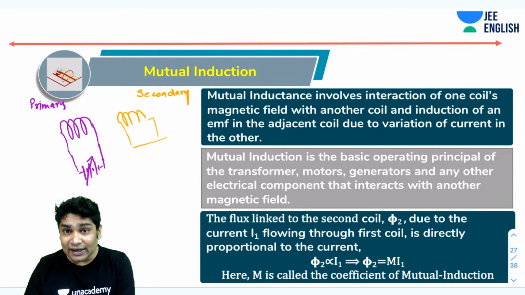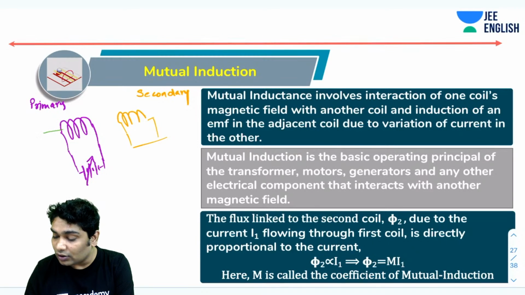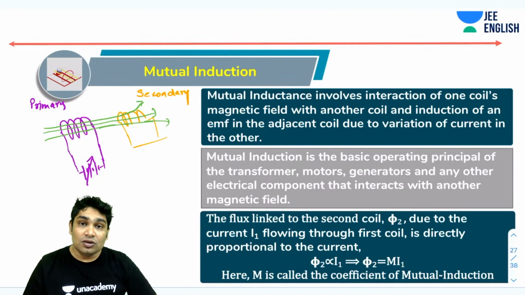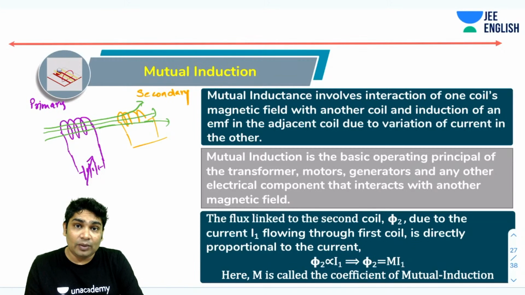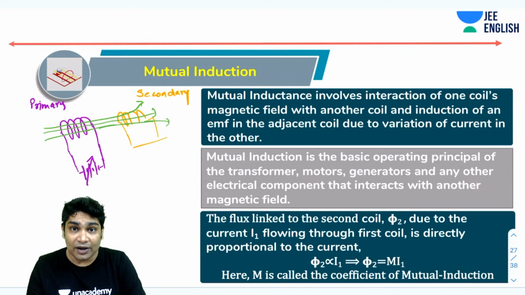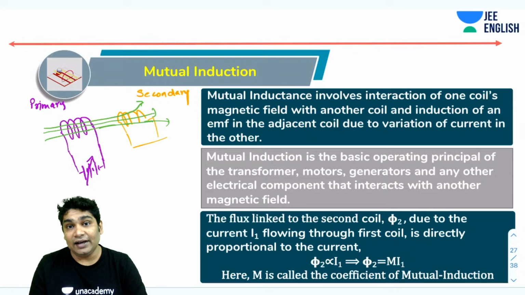Okay, so when the current is flowing through the primary coil, it is producing a magnetic field in the primary coil, right? Now, some of this magnetic field will pass through the secondary coil also. So you realize, because of the current of the primary coil, there is a magnetic flux that is getting linked to the secondary coil. Now, if I vary the current in the primary coil, the magnetic flux linked with the secondary coil also changes, and this will induce an EMF in the secondary coil.